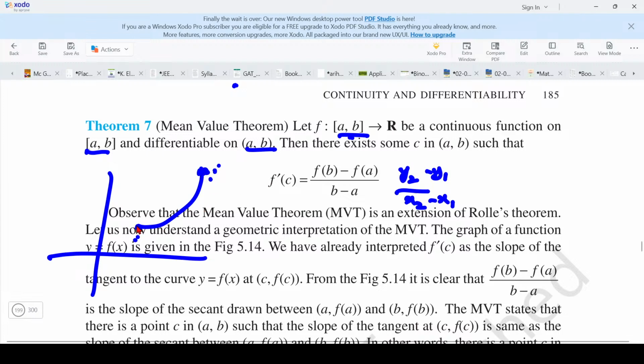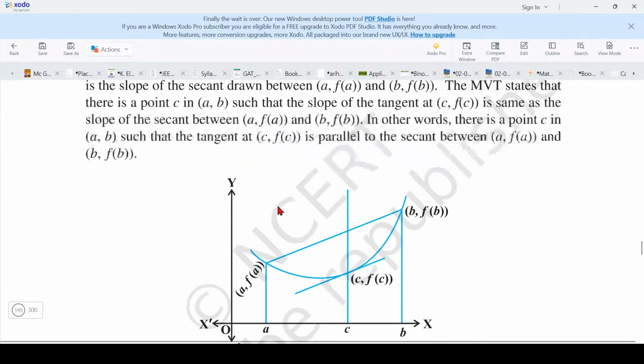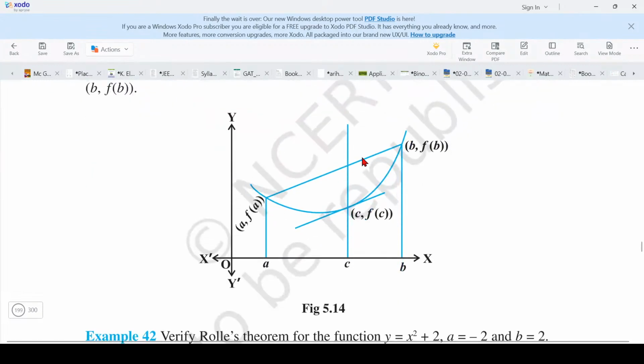What he is saying is, if you connect these two points by a straight line, you will get some slope. This is A, this is B. There exists some point between A and B where the slope of the curve, that means if you draw a tangent, that tangent is actually parallel to this line. So that is the figure. If you connect these two points with a straight line, you get f of B minus f of A by B minus A. That is the slope of this line.